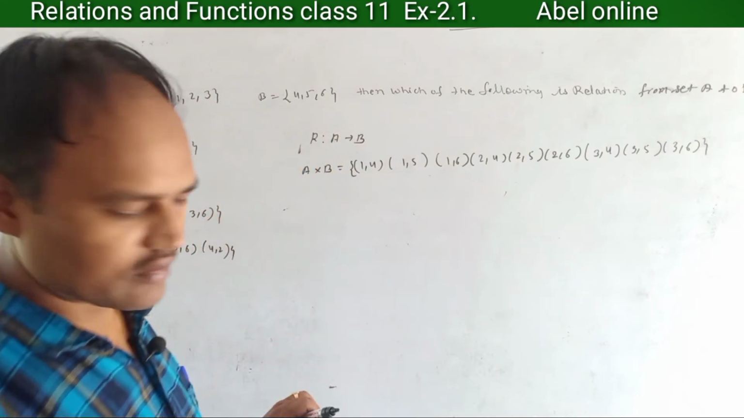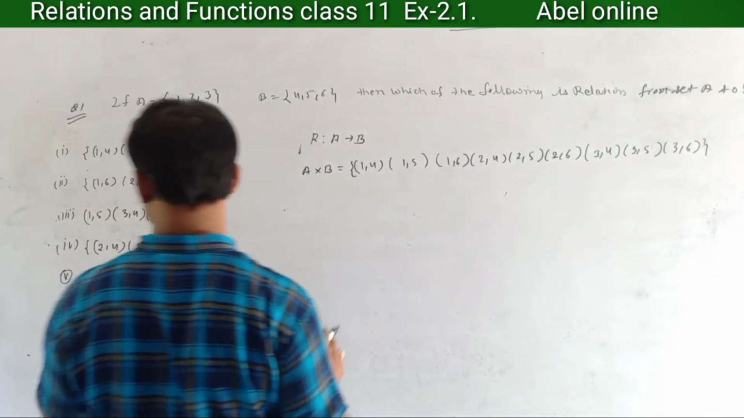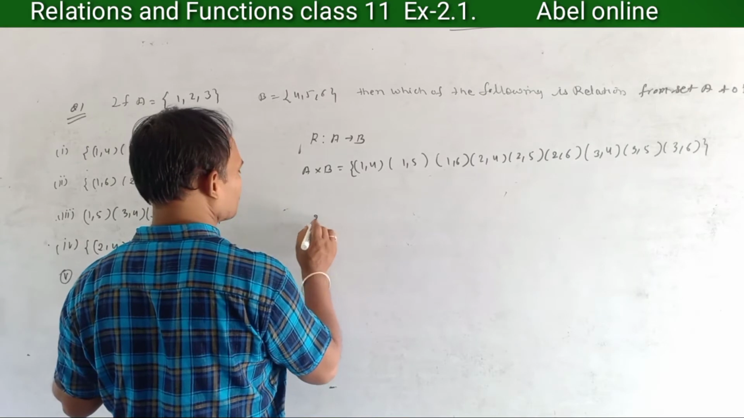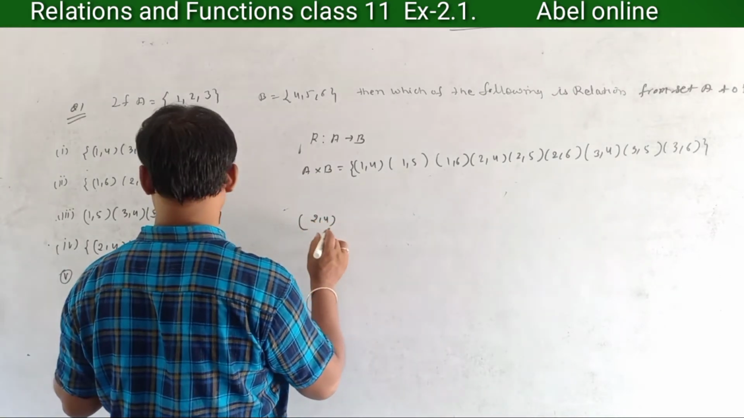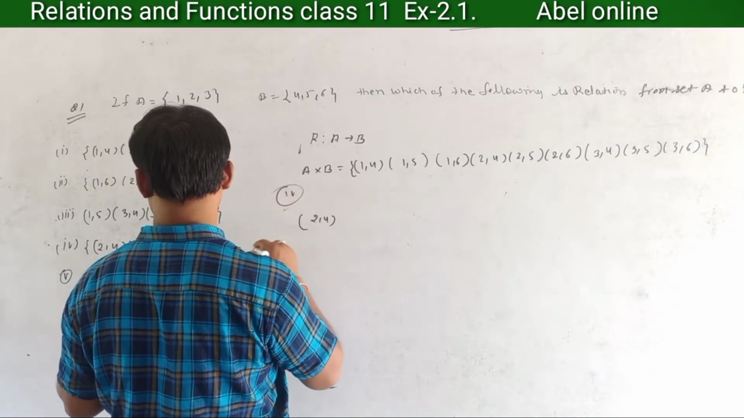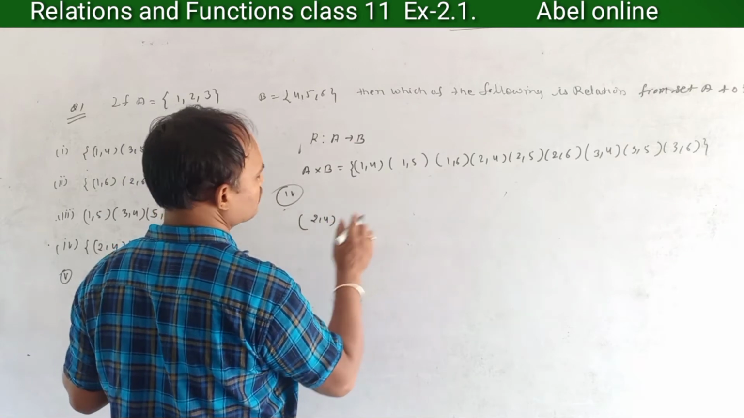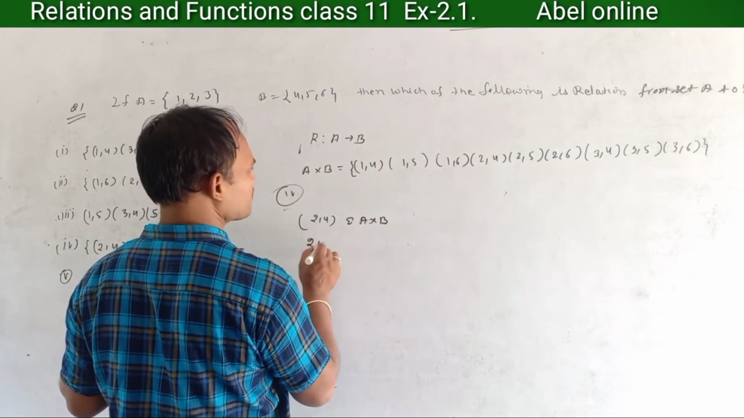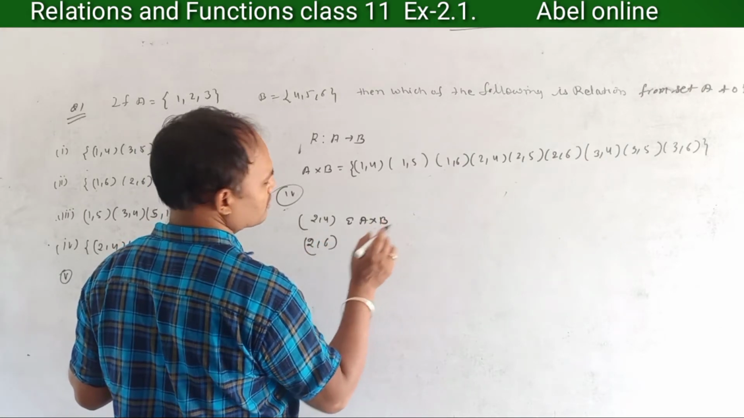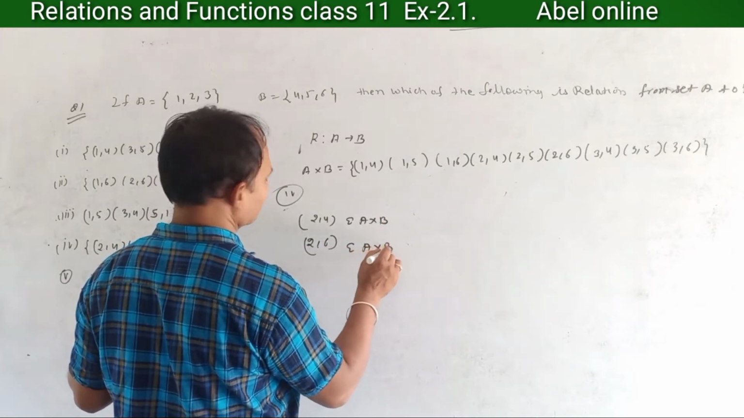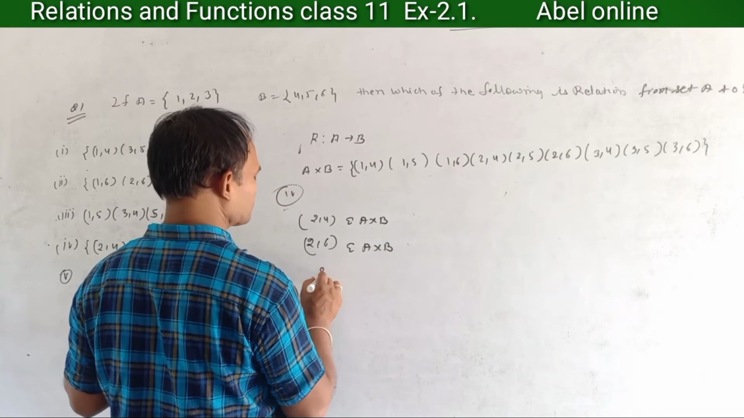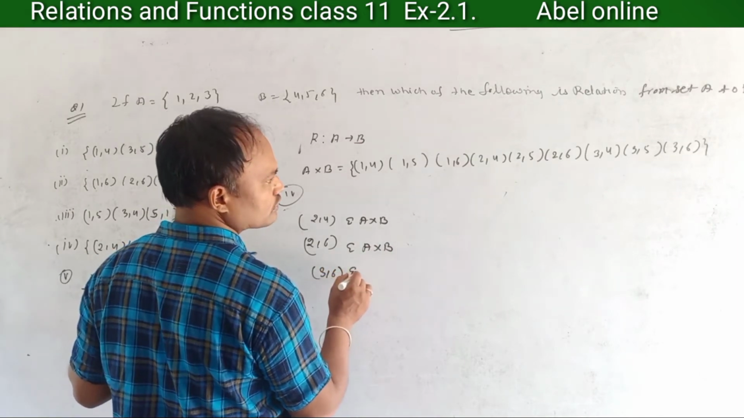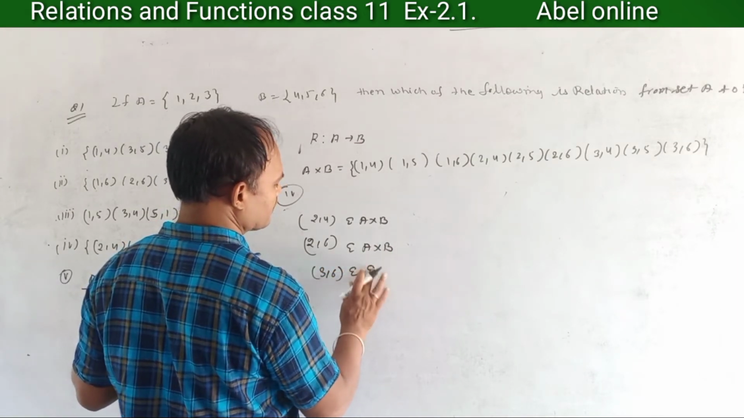Look at here. It is 2 comma 4. 2 comma 4 is the fourth part of this. 2 comma 4 belongs to A cross B. 2 comma 6 belongs to A cross B. And 3 comma 6 belongs to A cross B.